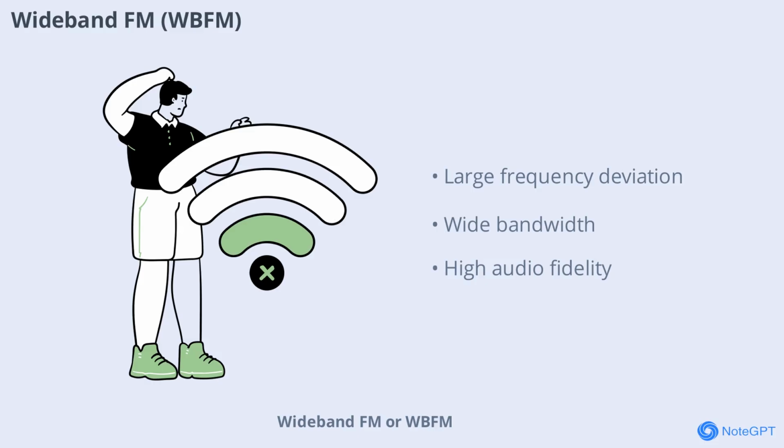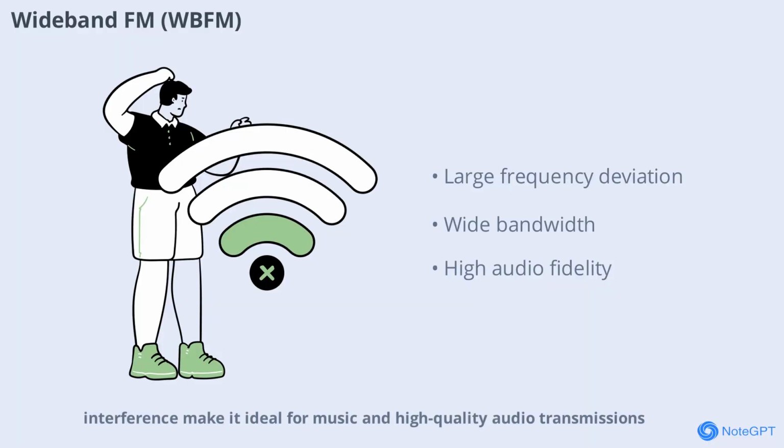Wideband FM, or WBFM, features a much larger frequency deviation compared to narrowband FM. This results in a significantly wider bandwidth, which allows for higher audio fidelity and better noise performance. WBFM is commonly used in FM radio broadcasting where sound quality is a top priority. The trade-off is that WBFM requires more spectrum space, but the benefits in terms of clarity and resistance to interference make it ideal for music and high-quality audio transmissions.